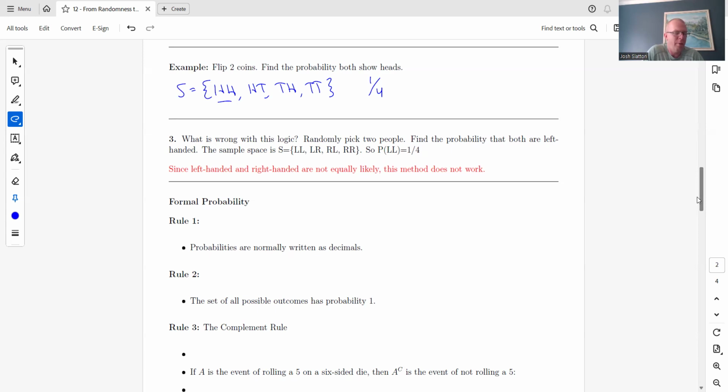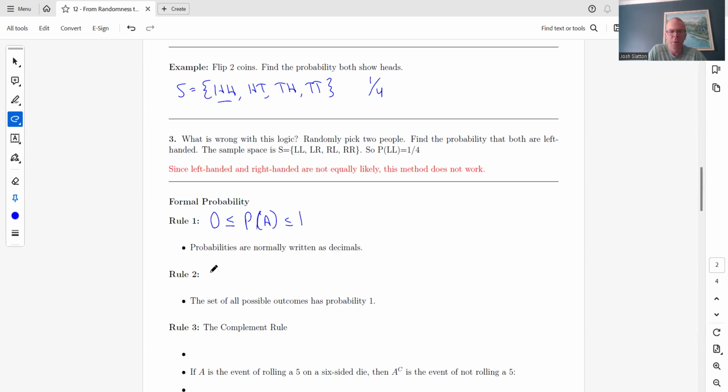All right, so let's talk about formal probability. The first rule is, and I think we probably all know this, the probability of any event A is always between 0 and 1. And of course, if the probability of an event is 0, that means that it's impossible. The probability of an event A is 1 means that it is 100% or certain to happen. Probabilities are normally written in decimals, so I may write them in fractions in the notes, but on any kind of assignment, you're going to write them as decimals.